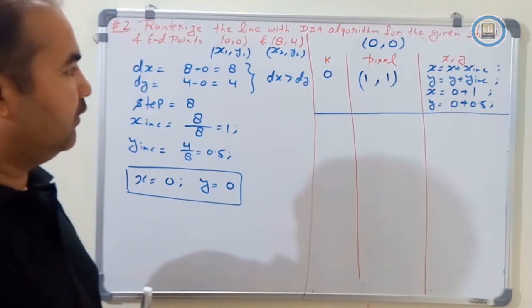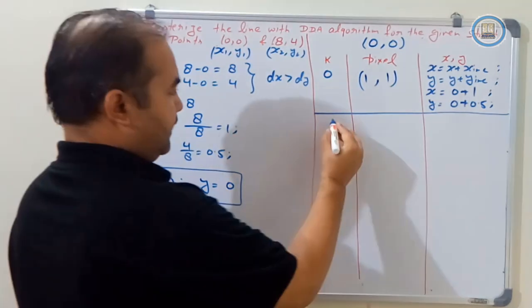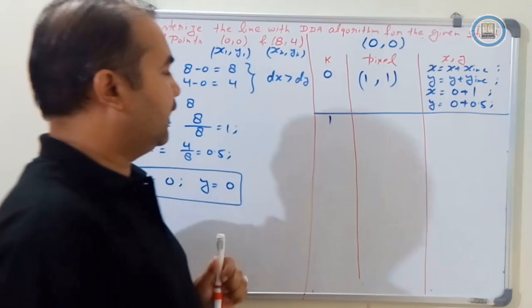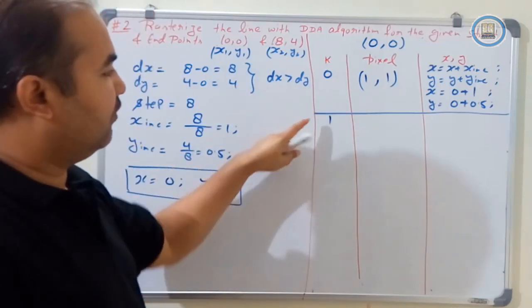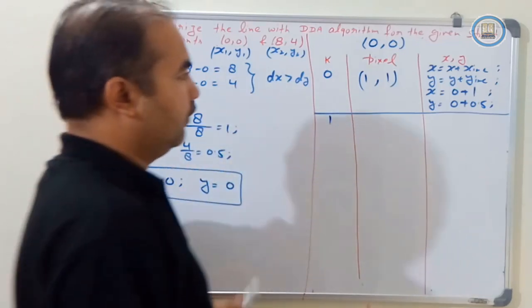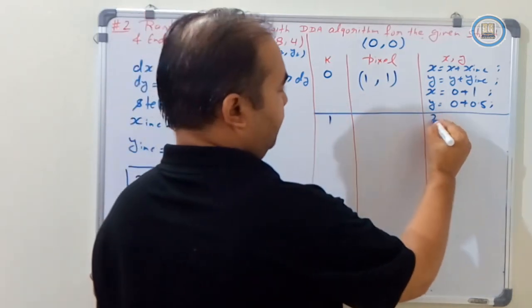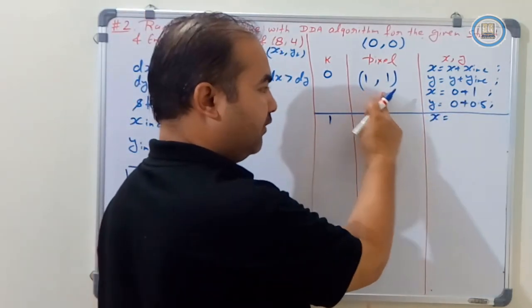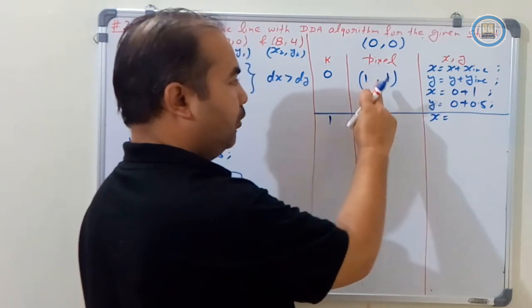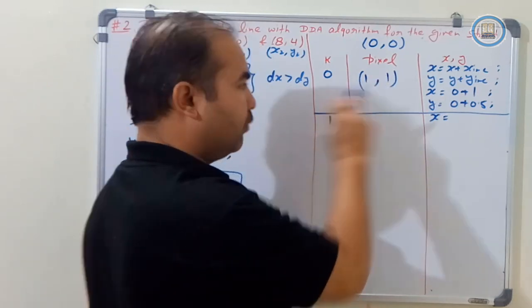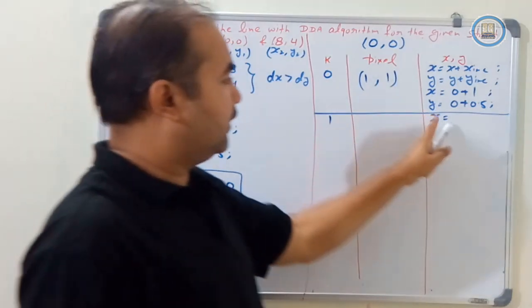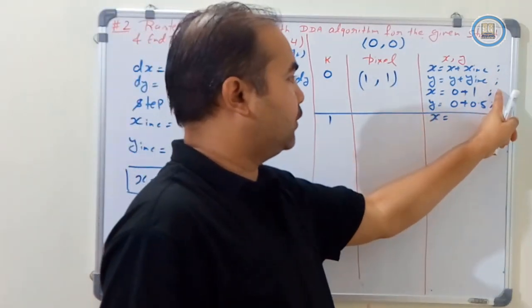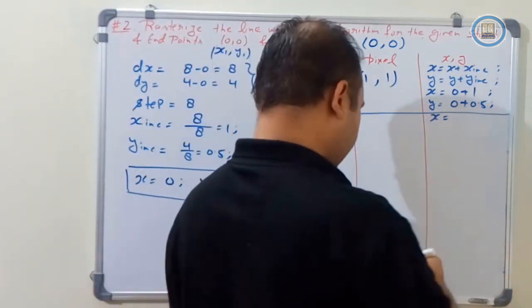In the next step, that is the second iteration of the for loop, k equal to 1. Now again start, x equal to 1, which we have calculated. We will not calculate the value of x and y from the pixel value, because we have already rounded off this value. We will calculate the value of x based upon this one. That is, from this point we need to calculate.